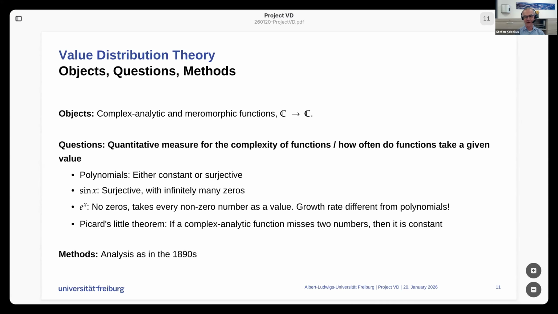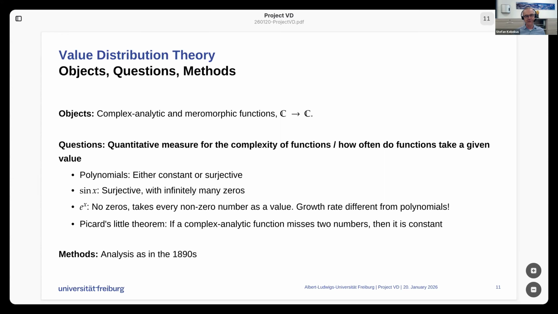And the growth rate is, however, markedly different from the growth rate that we see for polynomials. And then there's Picard's little theorem that basically tells us that if a complex analytic function, like the exponential function, misses one point in the complex plane, but then the image also misses another point, then it's constant. And in a sense, value distribution theory is all about developing a quantitative version of Picard's little theorem.